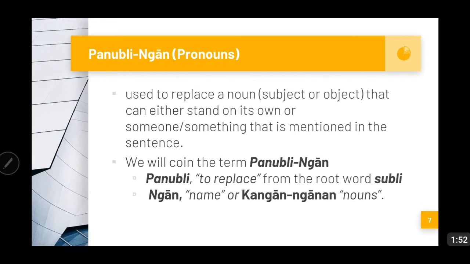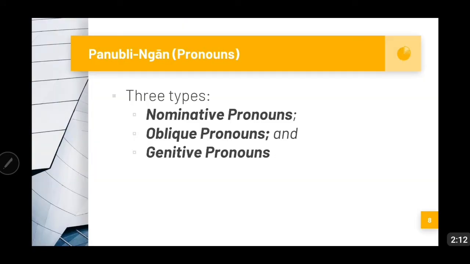So we will coin the term panublingan. This is the first time that we will use it here. Panubli means to replace, from the root word subli, and ngan meaning name, or it came from the root word kangan-nganan, which is nouns. So there are three types of pronouns or panublingan in the Sinūg language. We have the nominative pronouns, the oblique pronouns, and the genitive pronouns.